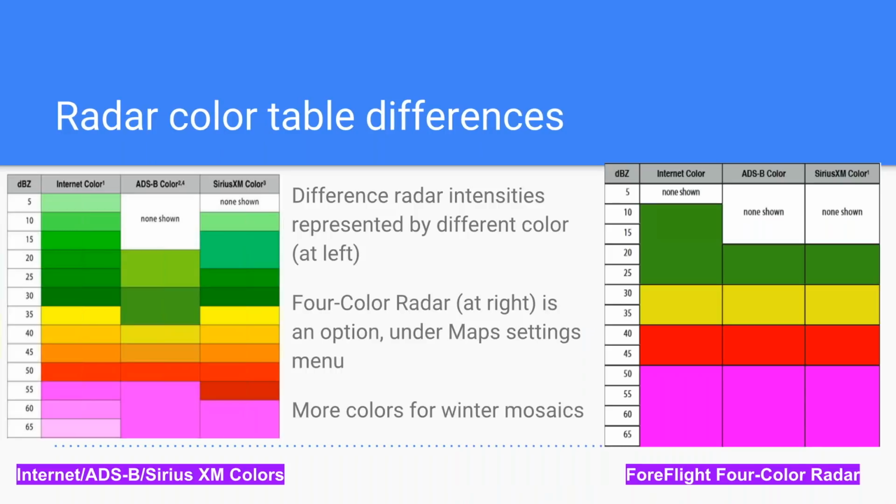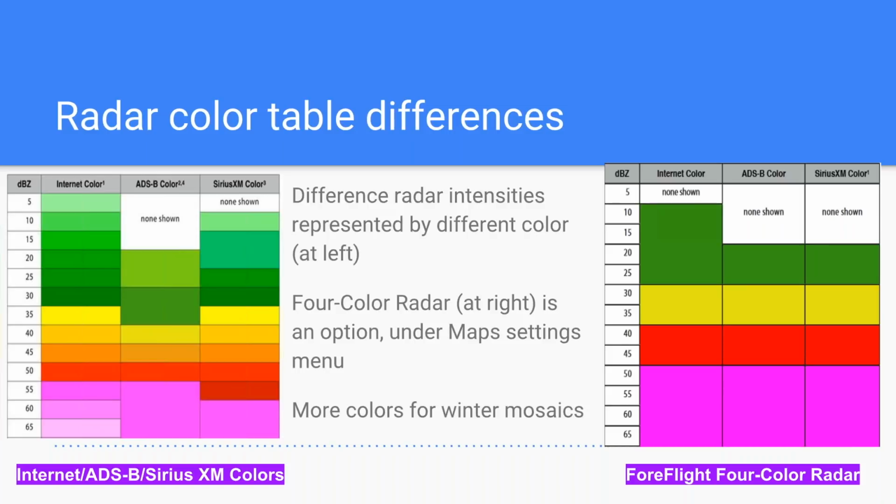It's worth noting that radar's not all made the same. It depends on the source of the radar imagery. If you look at the image on your left, this is a comparison of internet, ADS-B, and SiriusXM colors. Notice that green is not necessarily green, orange is not necessarily orange, and yellow is not necessarily yellow. A cell of moderate intensity may be a deeper green or maybe a yellow, depending on what product you're looking at.